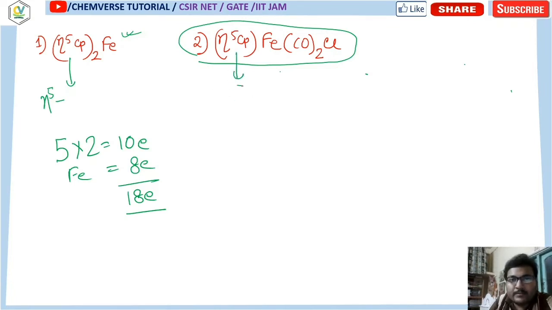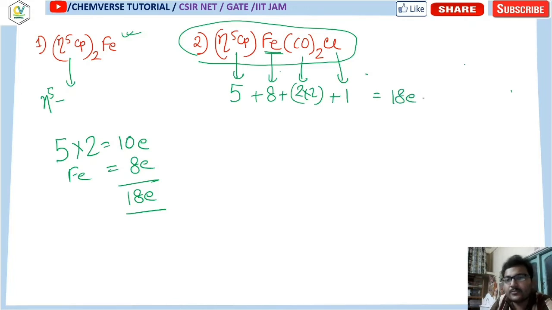Now this hapto-5 means 5 electrons, iron means 8 electrons. Each carbonyl is a 2 electron donor, so there are 2 carbonyls, 2 into 2, 4 electrons. And chlorine, with a single metal, is only a 1 electron donor. So if you add them, it is 13, 17, 18 electrons. It is an 18 electron species.